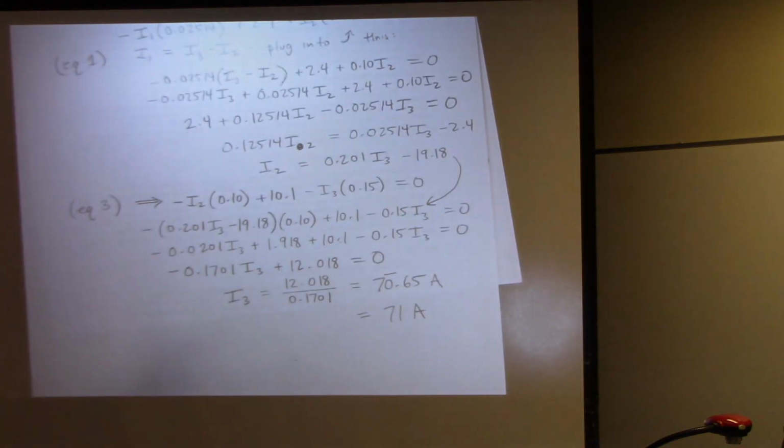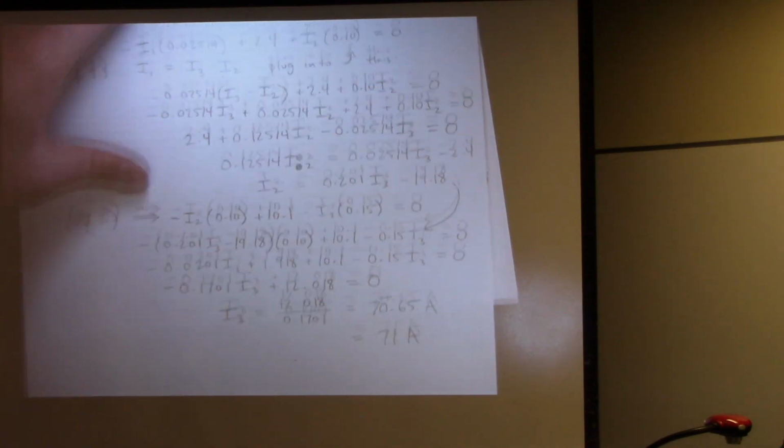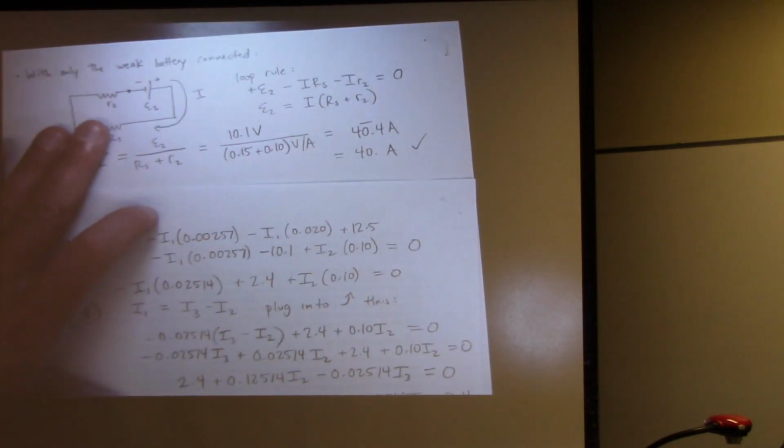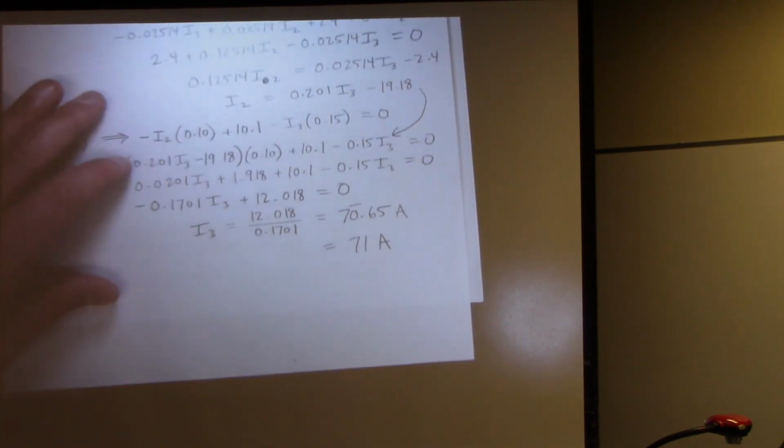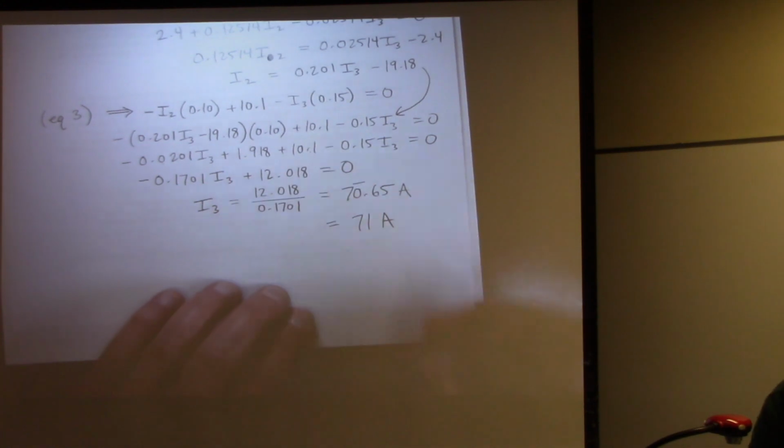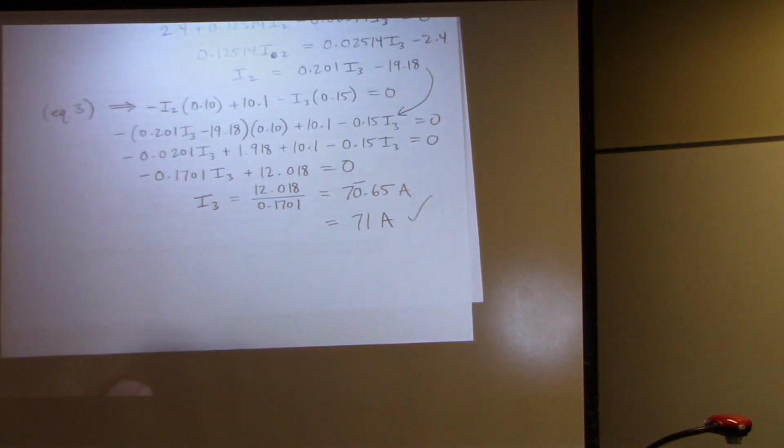So compare those two numbers. When we only had the weak battery connected, we were only getting 40 amps worth of current going to the starter motor. So that wasn't enough to get the car going. But in this case, we have 71 amps, and that could be good enough to actually start the car.